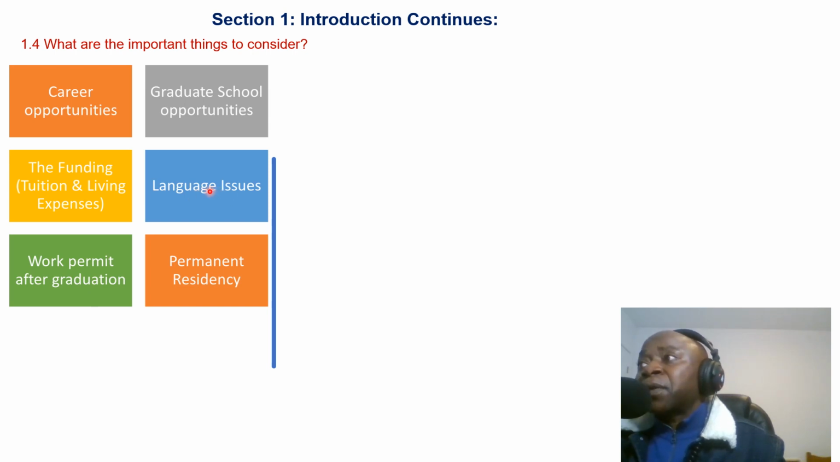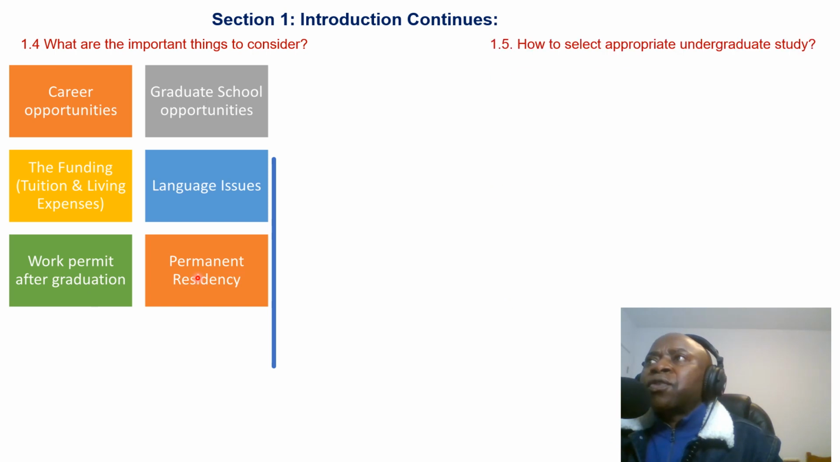These are very important, especially when you want to study in English. So it's always good to make sure that you learn their national language. Then you also have to check which country will give you the possibility of working after graduation, so that you have a legal status, and which country will give you permanent residency after graduation, working for some years.